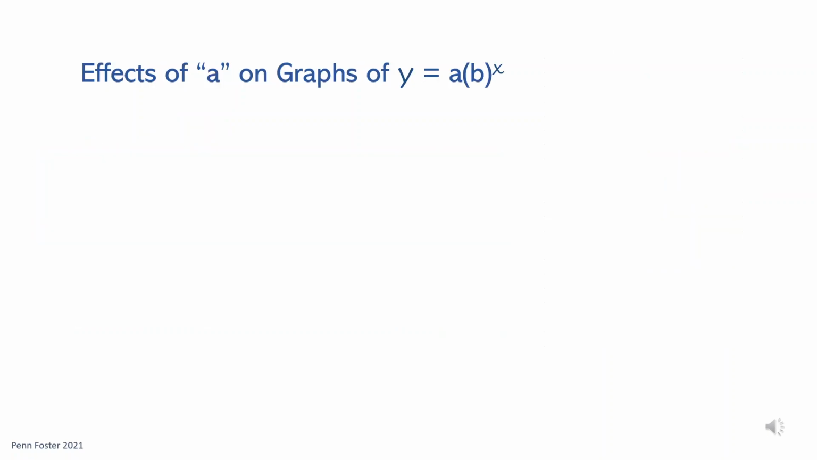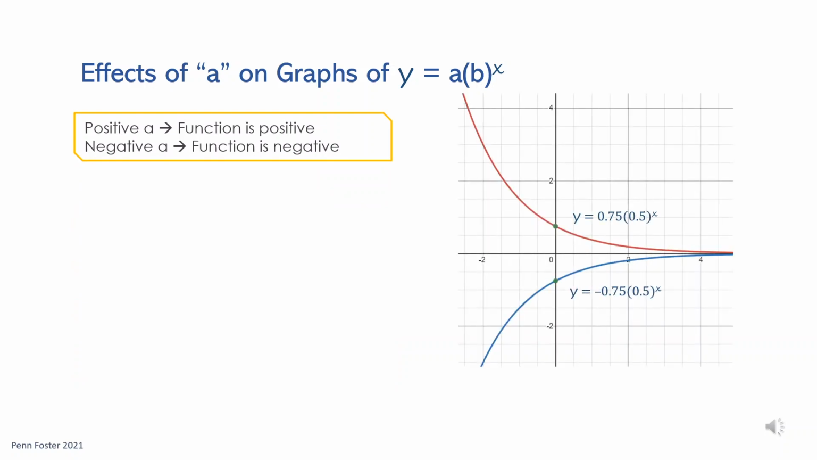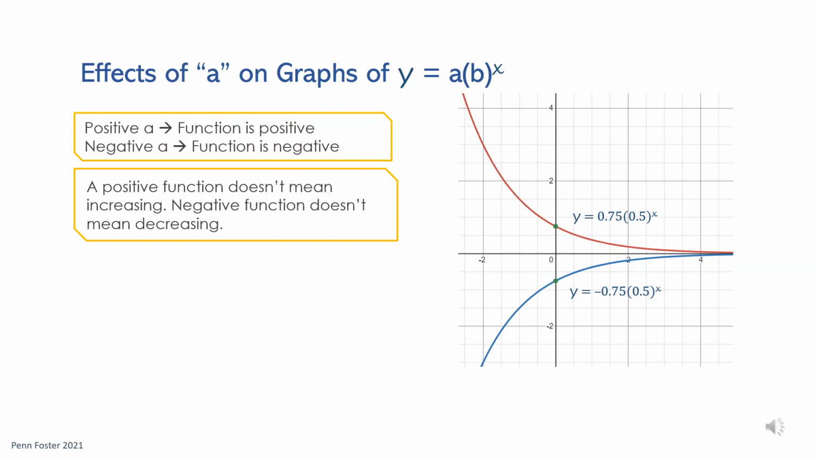The sign of a determines whether the function is located above or below the x-axis. If a is positive, then the function is called a positive function and appears above the x-axis. On the contrary, if a is negative, then the function is below the x-axis and described as a negative function. It's important to recognize that a positive function is not necessarily an increasing function. In other words, a negative function can be increasing.